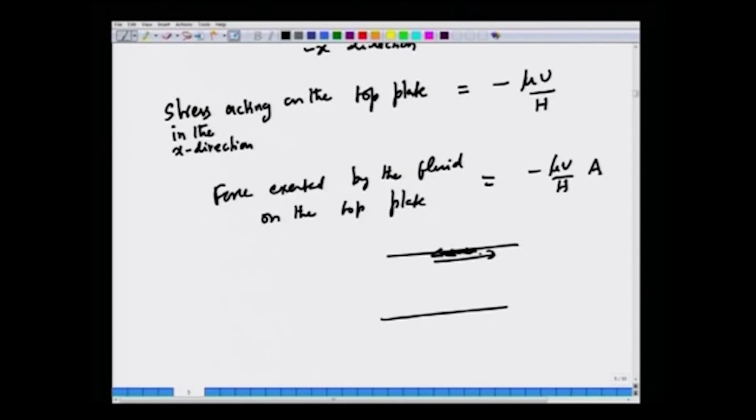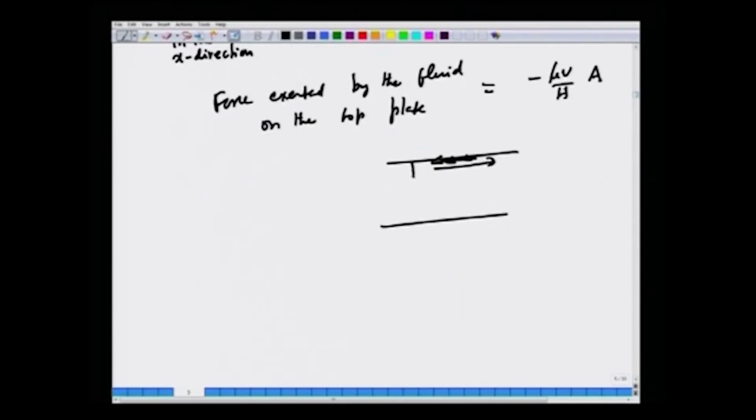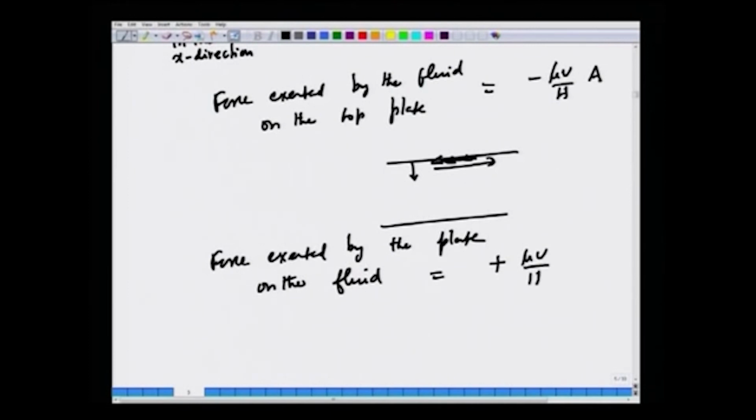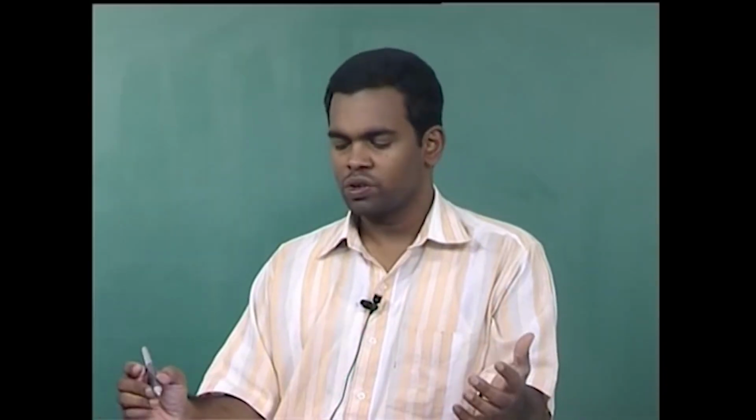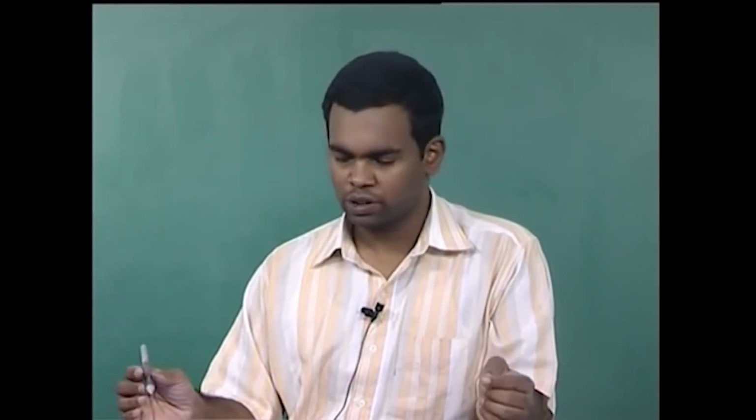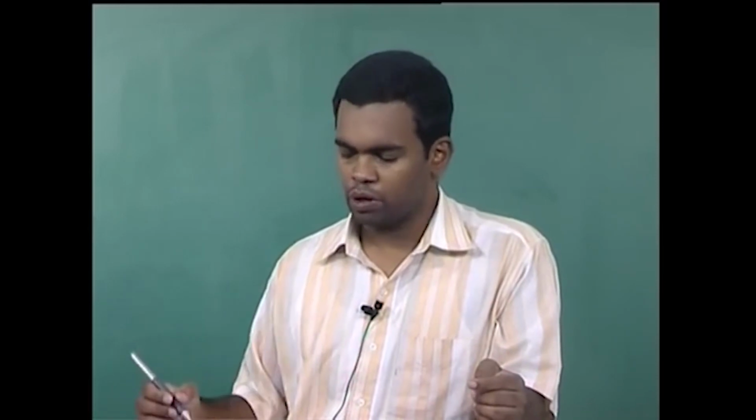So, the force exerted by the plate on the fluid must be plus mu u divided by h times A, because the plate is not accelerating, it is moving at a constant velocity. So, if you do a force balance on the plate, the sum of all the forces must balance out to 0. So, it must be equal and opposite.